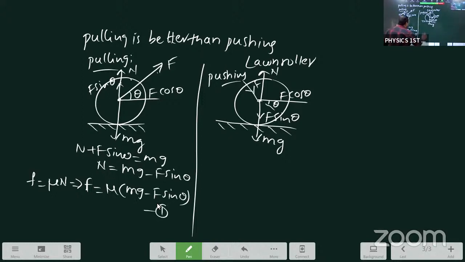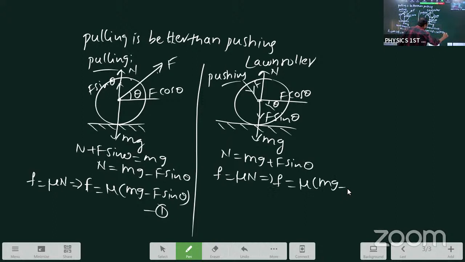Equation 1. Here, upward force equals downward force. Same concept we follow. Frictional force means mu N. F equals mu into (mg plus F sin theta). Therefore, from 1 and 2, pulling is better.